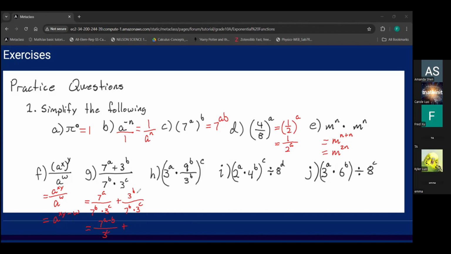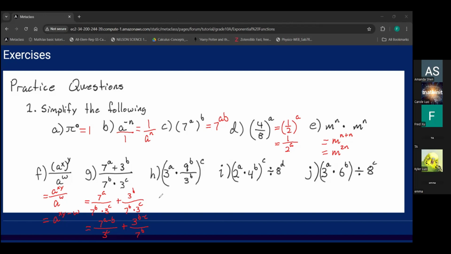And then plus, following the same logic, we don't know if b is larger or if c is larger, so I'll just write it at the top again. So 3 to the power of b minus c over 7 to the power of b. Okay, this is the most simplified form. Of course, in an actual question, these exponents would have values, so you would actually be able to solve. But this is the most simplified form.